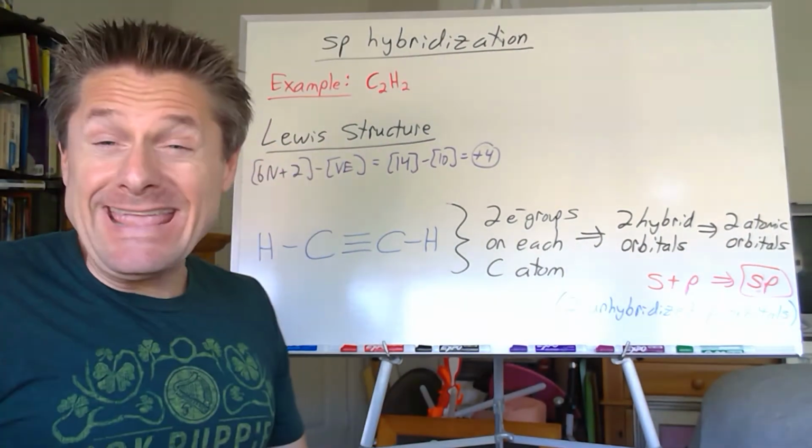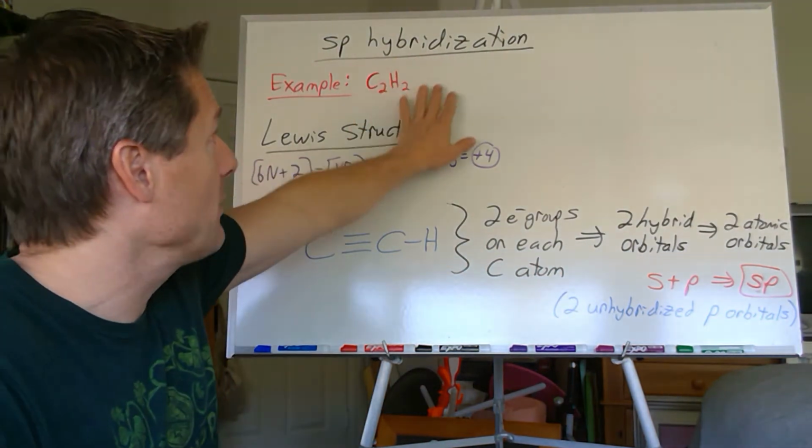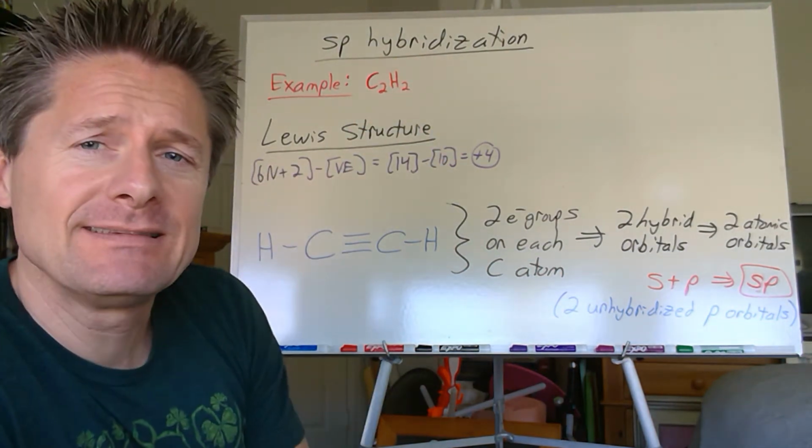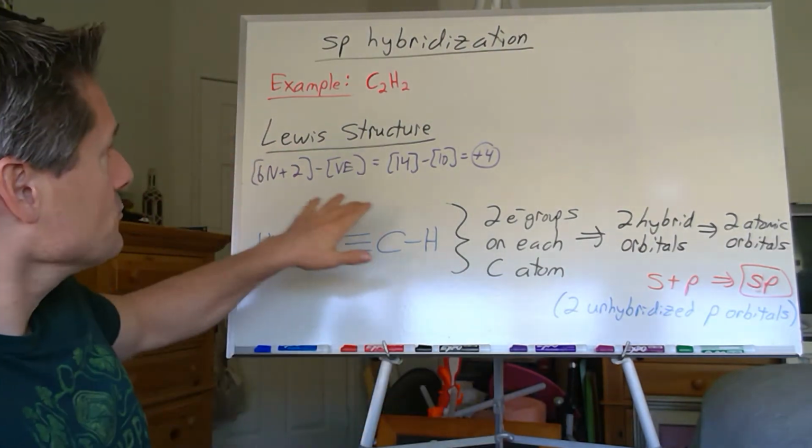Let's do sp. This is, to me, the most challenging one to conceptualize. So sp hybridization, classic example is C2H2. Is that acetylene? I think like an acetylene torch. Anyway, let's take a look.